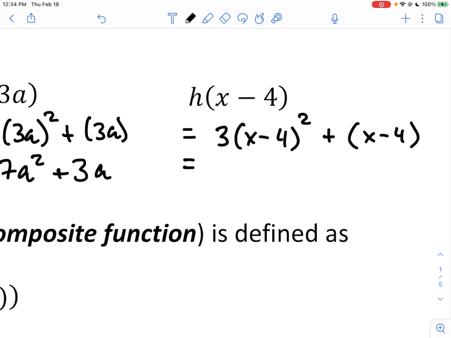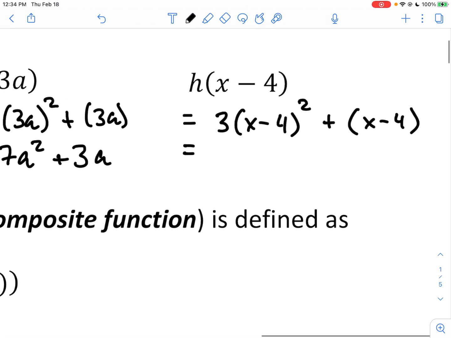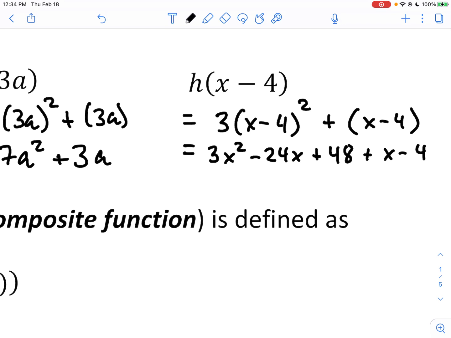Now we could spend the time to FOIL this. We'll do this really quickly. When I FOIL this one here, we're going to do x minus 4 times x minus 4, and then triple everything. So go in that order. We're going to get 3x squared. We're going to have minus 8x, but then triple that, so minus 24x, and then plus 16, but triple that, so plus 48. And then we have this x minus 4, no longer need parentheses on there. And then you can combine similar terms. So we get 3x squared minus 23x plus 44.